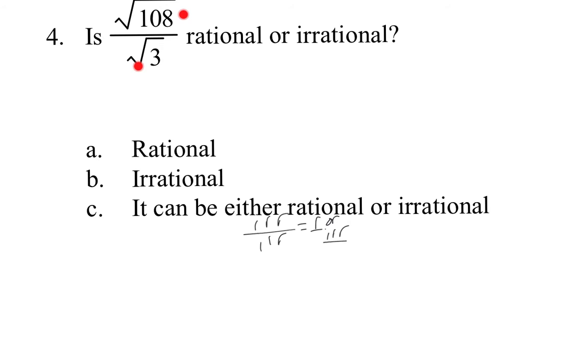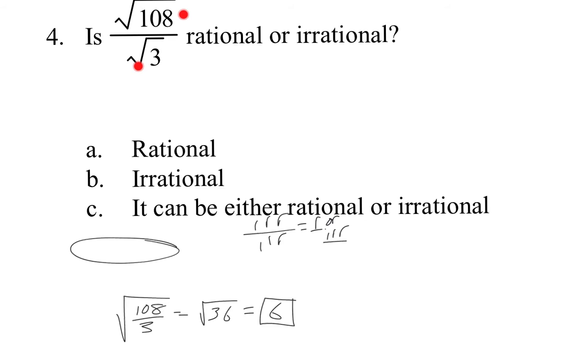And 108 divided by 3, well, you can do this first of all. You change it to that. And 108 divided by 3 is 36. So this is the same thing as saying the square root of 36. And the square root of 36 is just 6. And 6 is a nice, neat, rational number. So in this situation, it becomes rational. That's what we mean by it could be rational or irrational. It happens to be that this irrational divided by this irrational simplifies down to 6, which is a rational number.